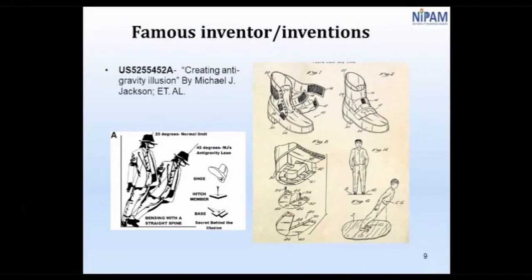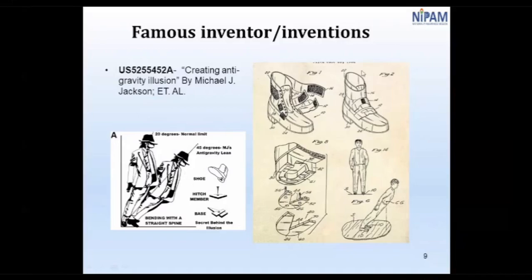Here we all know Michael Jackson. If you type in the YouTube search bar the moon dance of Michael Jackson, you will find this famous moon dance. Everyone thinks that it is an edited version of the dance. No, it was not an edited version, because obviously this pose is not possible because of gravity. Everybody thinks it is edited, but it was not. There is an anti-gravity illusion being created.